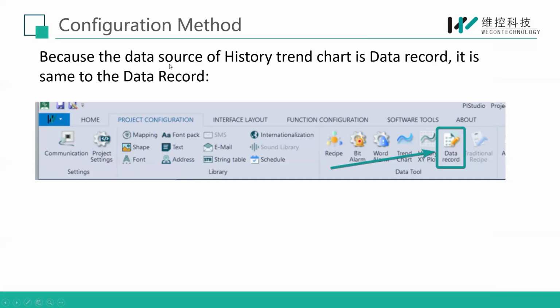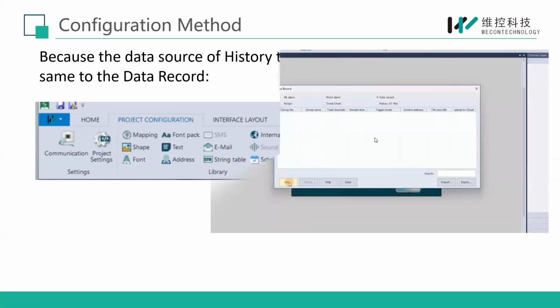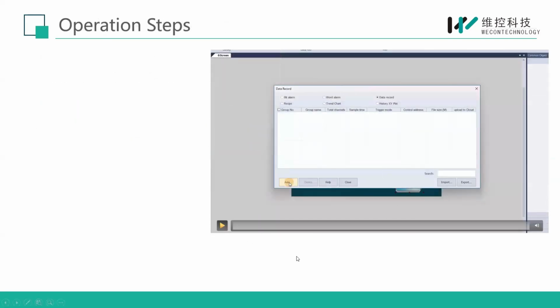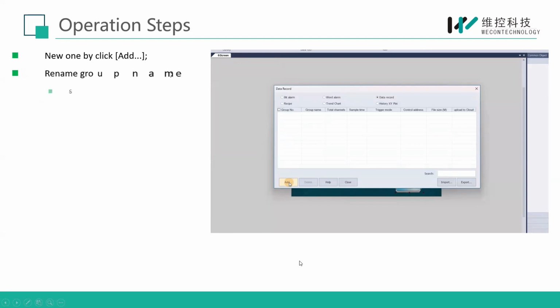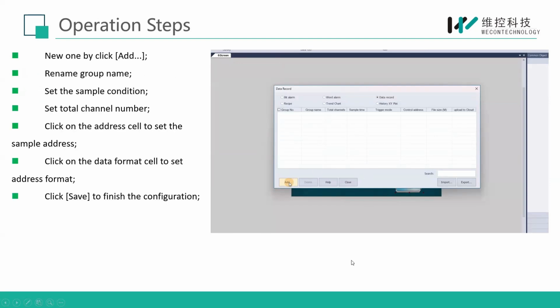So first of all, you have to use the data record function and record your channels into the data group number. As you know, we know about the data record. You have to follow the steps for that.